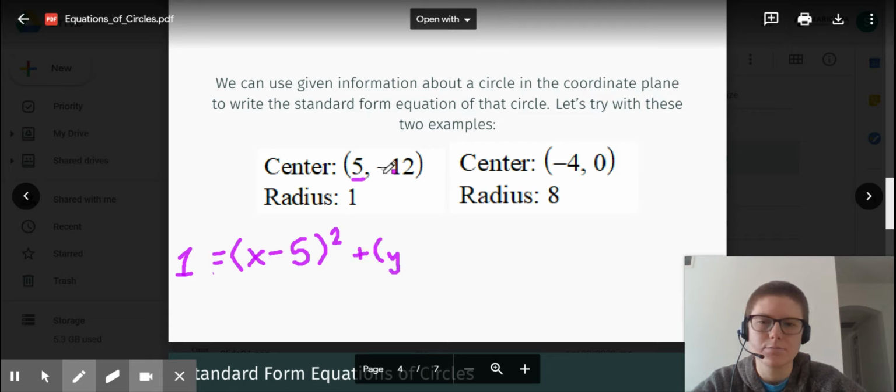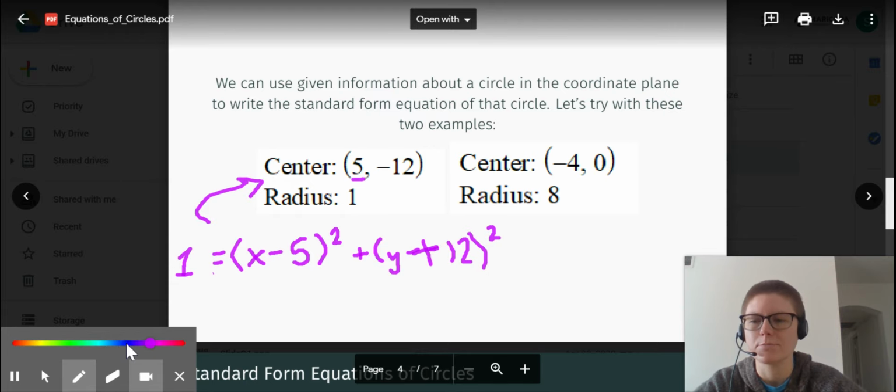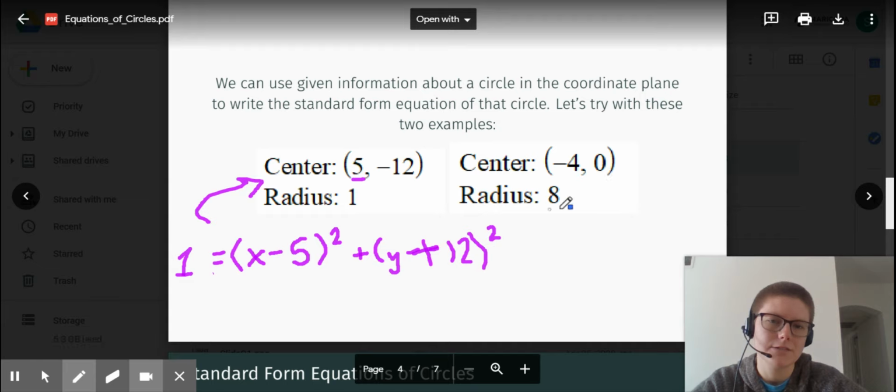Plus y, and since it's minus a negative, we would typically change that to just a plus. So 1 equals x minus 5 squared plus y plus 12 squared. And that is the equation for this circle. Pretty simple.